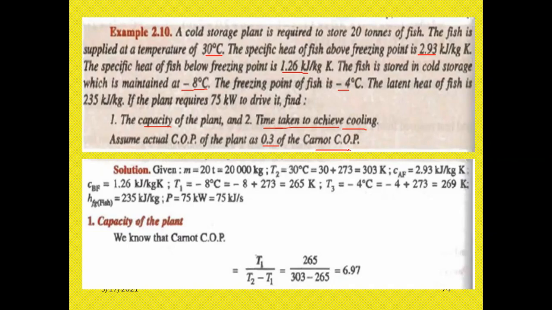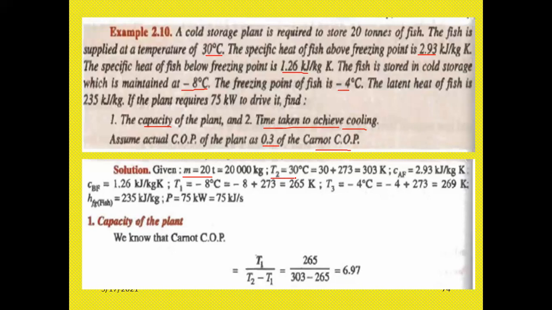Now see the solution. Write the given data first. The cold storage plant is required to store 20 tons of fish, so M is equal to 20 tons, which means 20,000 kg. The fish is supplied at a temperature of 30 degrees centigrade. Cold storage is temperature T1, fish is temperature T2. So the temperature is 30 degrees centigrade, convert to Kelvin: 30 plus 273, 303 Kelvin.